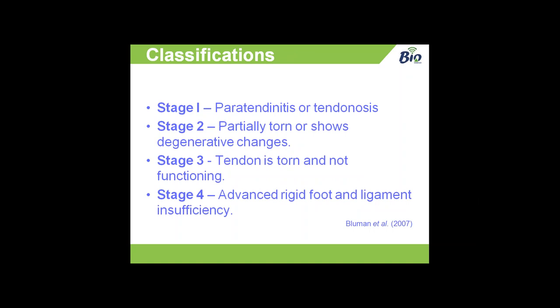And this really ties in with the condition and the progression of it when you look at these classifications. So initially you'd start with a paratendinitis, which would affect just the membrane, or a tendinosis, as I just explained in the previous slide. So that would be stage one. In stage two, you'd start to get partial tears and more degenerative changes. By stage three, you get some actual proper tears, and it won't really be functioning as properly. You get a flatter foot appearance, and by stage four, it's pretty much game over.